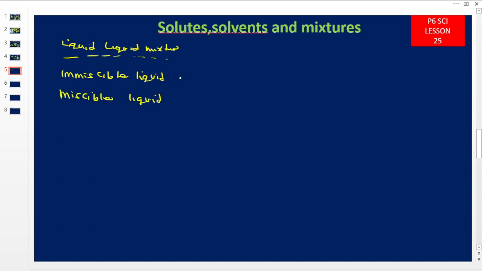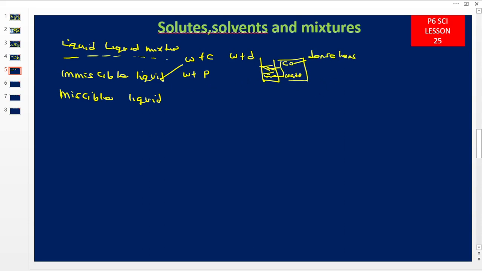Now immiscible liquids are when you have water plus cooking oil, water plus paraffin, water plus diesel. These form two layers. For example, this is my container with water, and on top I mix it with cooking oil. So A is the cooking oil and B is the water. The cooking oil settles on top and the water is down, because cooking oil is less dense than water.